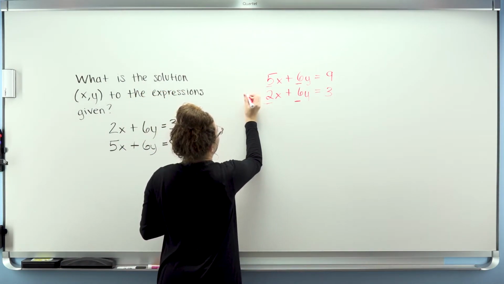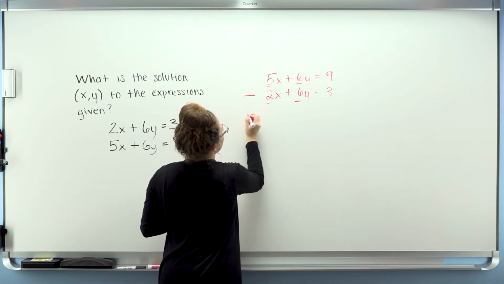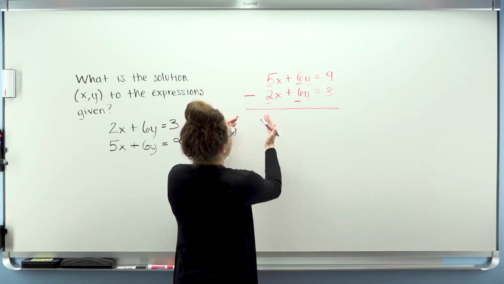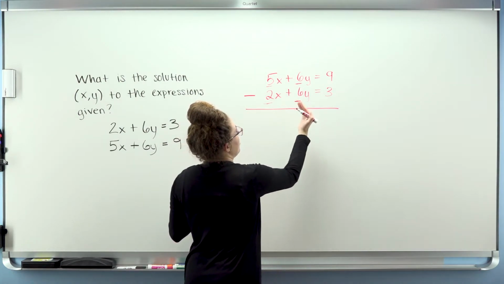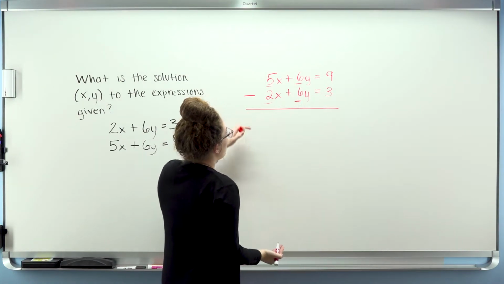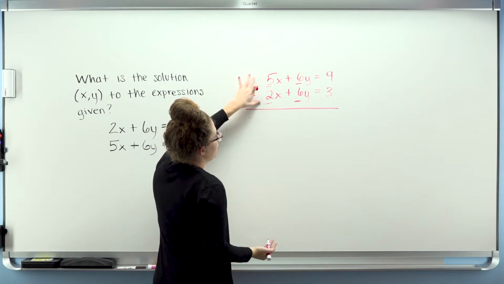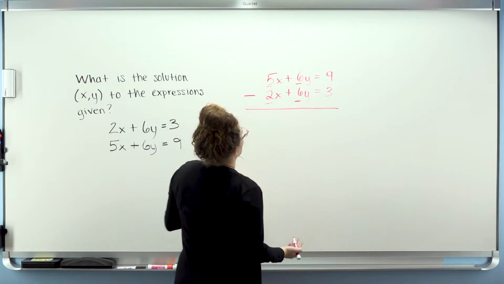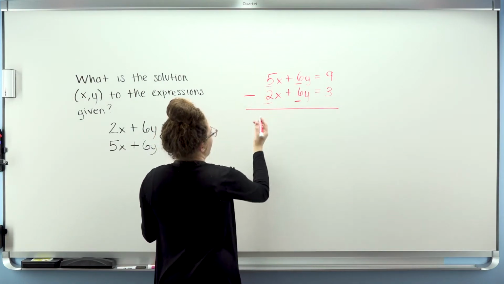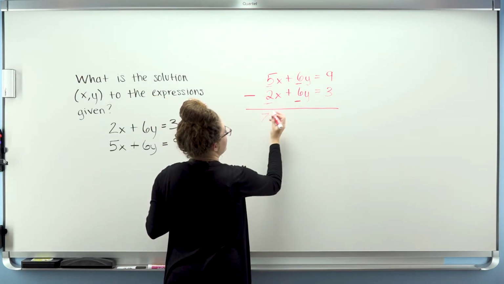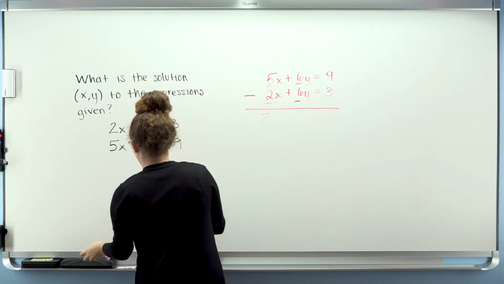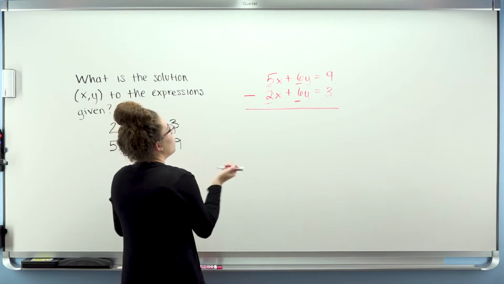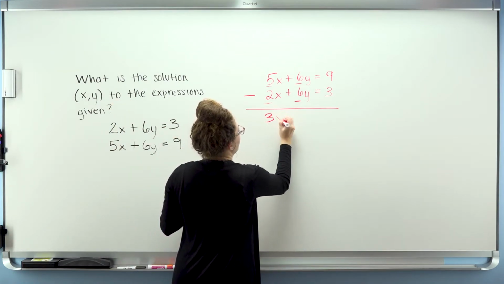So if we subtract this, remember when you're subtracting, you are taking this negative sign and distributing through every single one of these. So you're doing 5 minus 2, 6 minus 6, and 9 minus 3. Okay? So you have 5x minus 2x would become 7. No, that would not. You would get 5 minus 2x would be 3x, right?